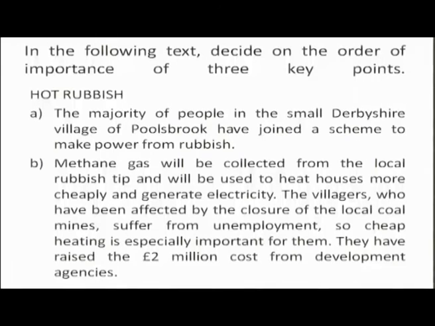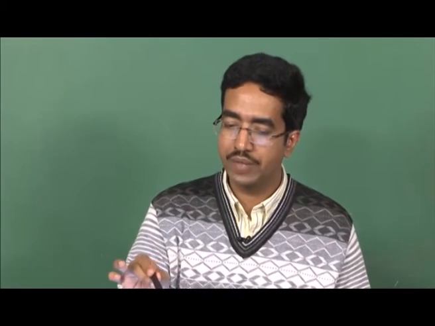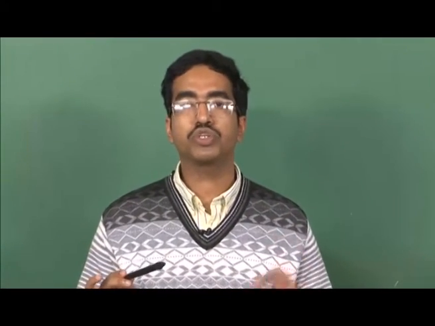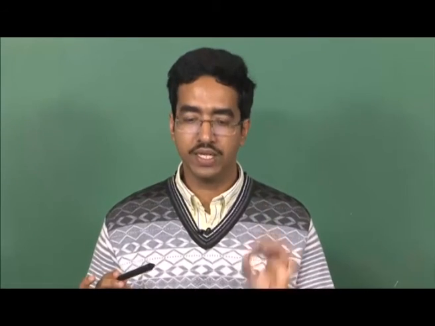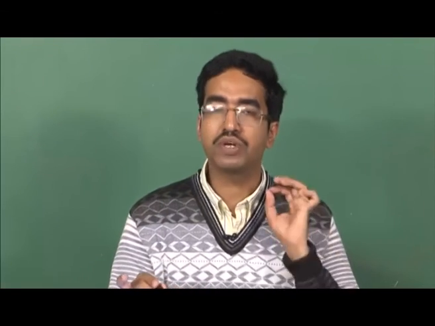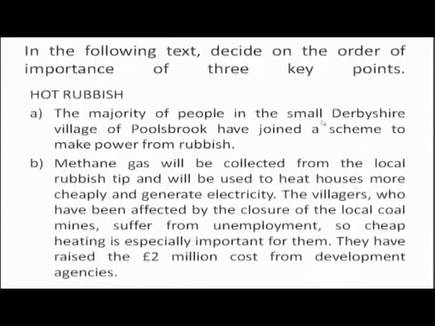So, out of these three sets, which one do you think is most important? The first one, because it introduces the topic and it answers the basic questions: what, when, where. So, what? People are going to make power from rubbish. Where? It is a place called Poolsbrook, a Derbyshire village, and it is a scheme which has been launched recently. So, these are the most important details.